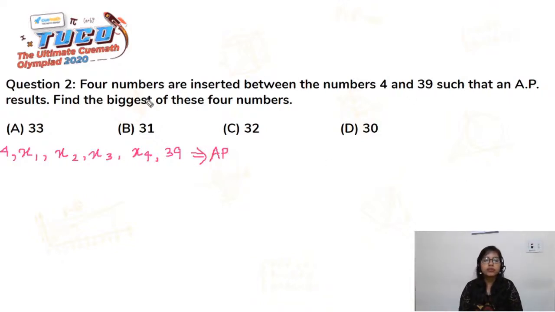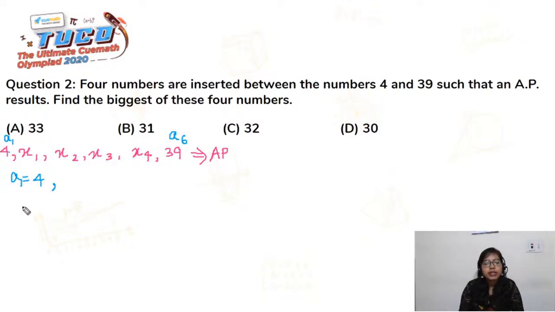Okay. So from here, what can I say? What's my first term? My first term will become 4, right? And from here, what would my end? So find the biggest of these four numbers is what is being told here. So from here, what could we say is 39 is which term? As you all can see, this is A, and then this is 1, 2, 3, 4, 5, 6. So this is A1, A2, A3, A4, A5, A6. This is A1 term and this is A6 term.